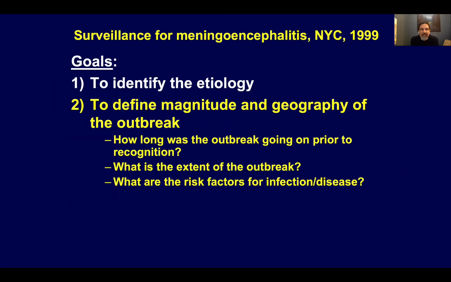So to define the magnitude and geography of the outbreak, we're wanting to try to understand things like how long was this outbreak going on prior to recognition. We've talked about how the first cases that come to the attention of epidemiologists and clinicians in outbreaks aren't necessarily the first cases that occurred in the outbreak. So the index cases are the ones that we first learn of, but it could be that the outbreak was happening and the first cases occurred well before the cases that were first recognized. And also wanting to understand what is the extent of the outbreak. Is it limited to northern Queens? Is it spreading across a larger geographic area? And also, what are some of the risk factors for infection and disease?